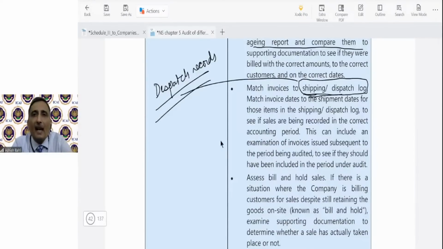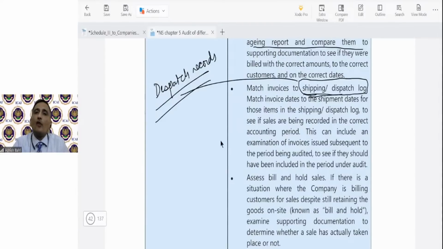जो आइटम डिस्पैच हो चुकी है उसका इनवॉइस भी बन जाना चाहिए. It simply means this कि कुछ ऐसा तो नहीं है कि कुछ आइटम डिस्पैच हो गई है, कंपनी के स्टॉक से निकल गई, कंपनी के गोडाउन से निकल गई, लेकिन उसका इनवॉइस नहीं बना. So this is necessary to verify completeness assertion, that actually sale has taken place, that goods have moved out of the company's premises, but invoice has not been raised.